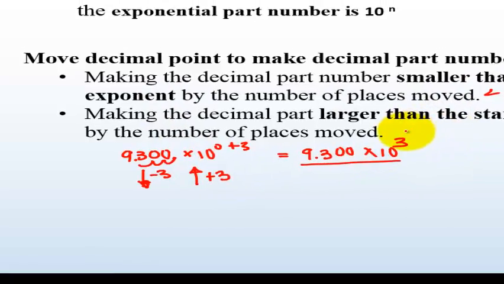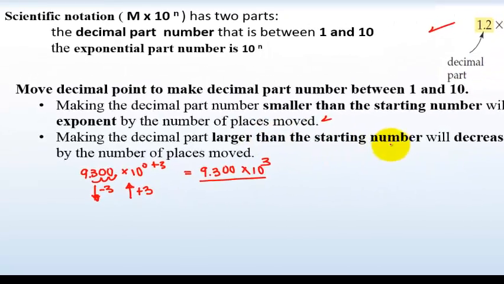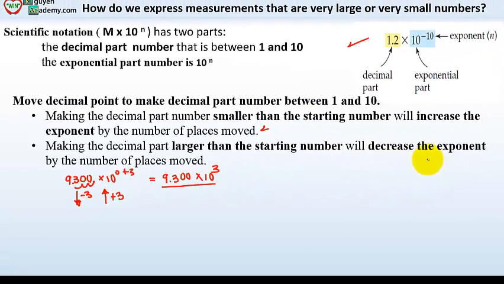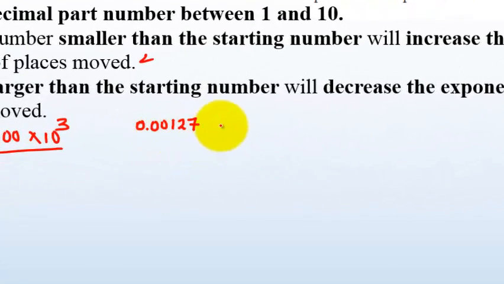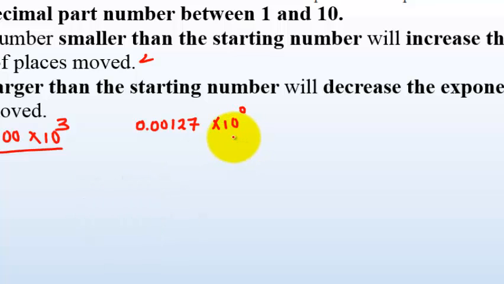Now let's look at the second part where we do the opposite and make the decimal number larger than the starting number, which will decrease the exponent in order to counteract the change. Okay, I have a very small number, 0.00127. It doesn't have the exponential part, so we have to assume that it is multiplied by 10 to the 0, because anything to the 0 is equal to 1. So in order to make this between 1 and 10, we have to move the decimal again, but in this case this way, 1, 2, 3. Okay, 3 places.